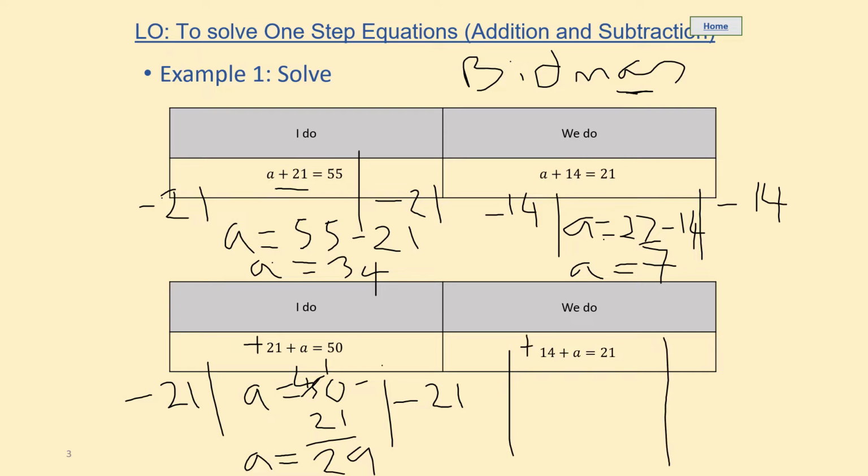Have a think about this one. We've got an add 14. So what's the opposite we do? Yep, minus 14. So we're going to minus 14 from both sides. So A equals 21 minus 14. So A equals 7.